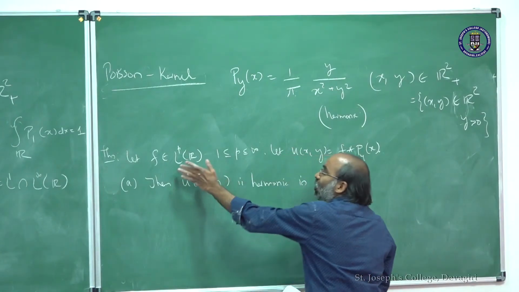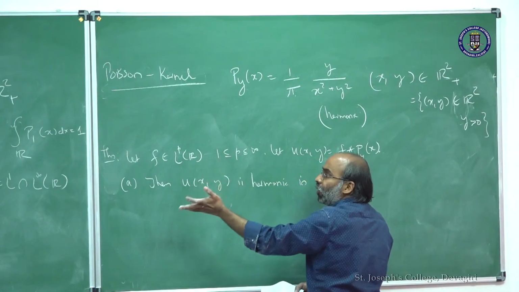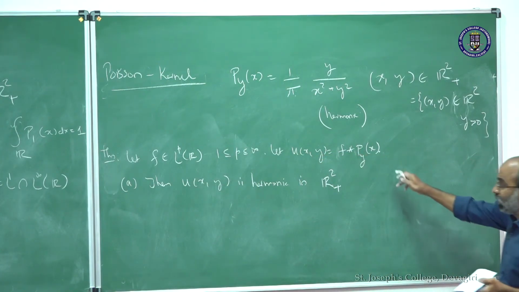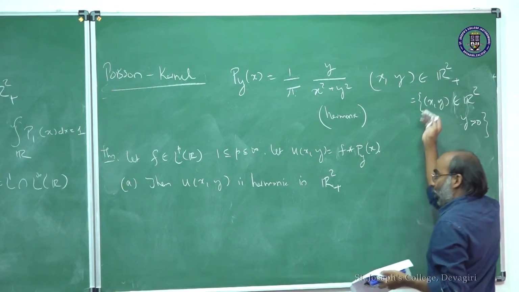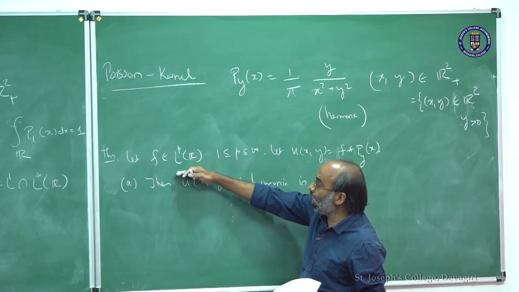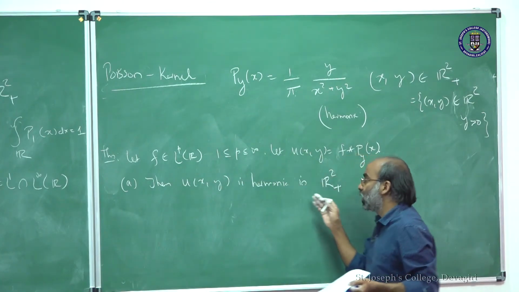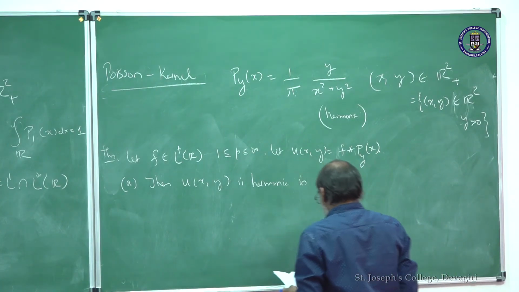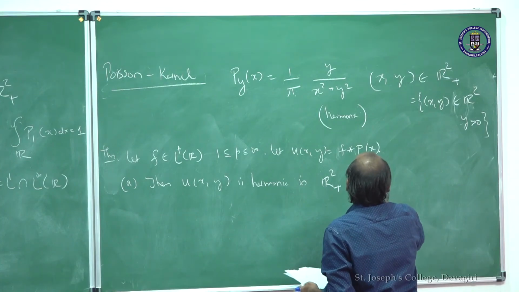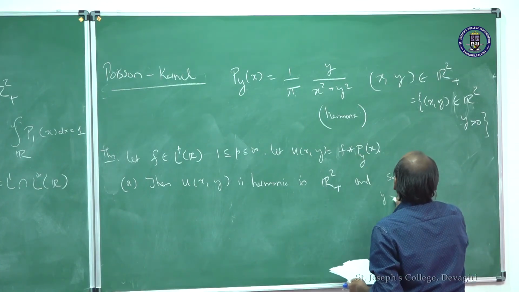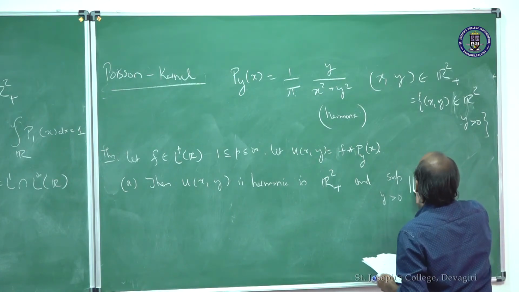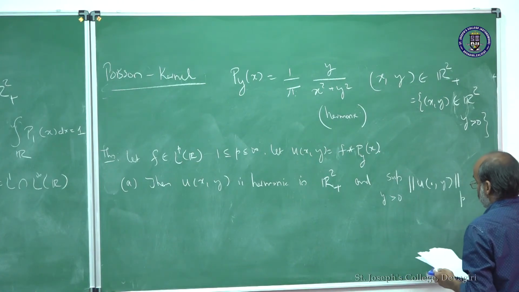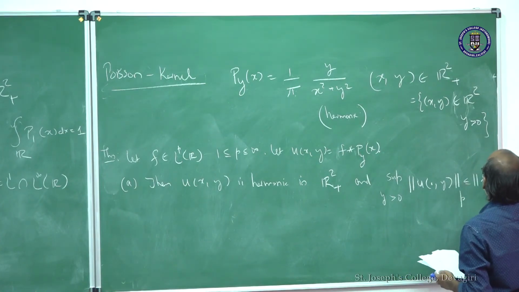So, I can convolve with any function in Lp, because Lp convolved with Lq goes to C0 and so on, you have seen that. So, convolution makes sense and it will be harmonic in the upper half plane. Okay. So, starting from an arbitrary Lp function, convolution with the Poisson kernel gives me a harmonic function in the upper half plane, but it has some property. Okay. And supremum over y greater than 0 of the Lp norm of u(., y) is less than or equal to the Lp norm of f.